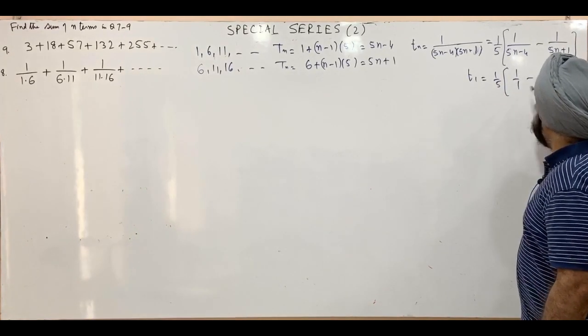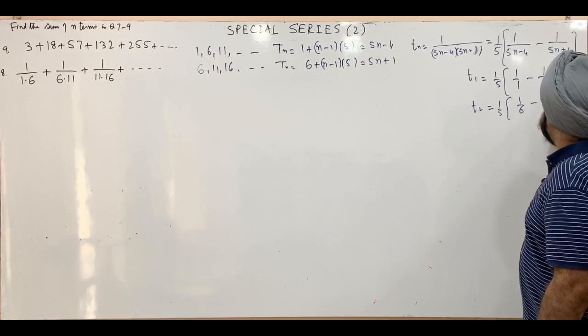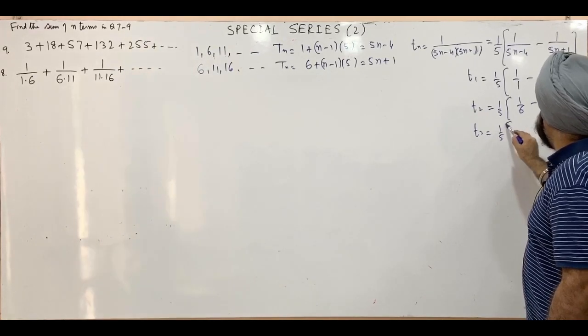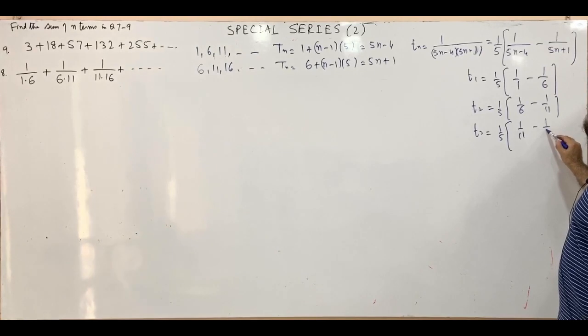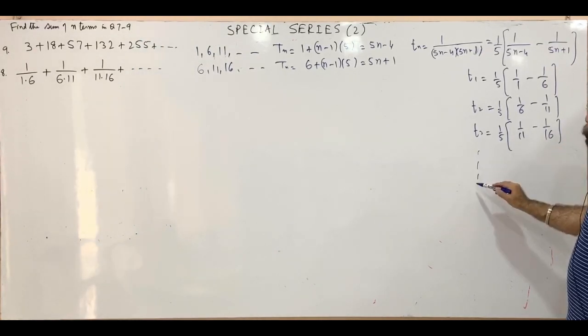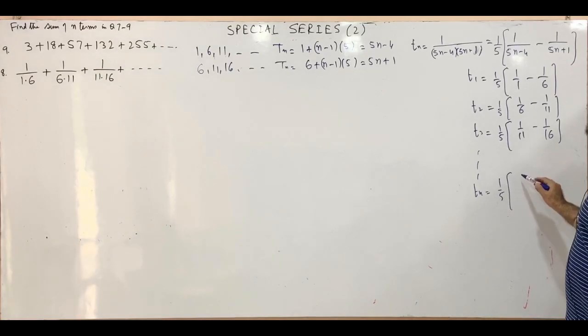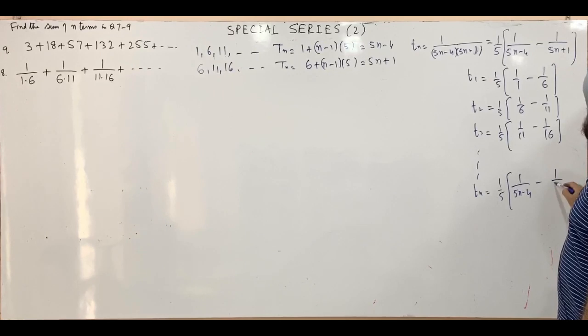This is 1 by 6. We find out the second term. This is 1 by 6 minus 1 by 11. The third term, 1 by 5 outside, will be 1 by 11 minus 1 by 16 and so on. And last we write the nth term, 1 by 5 into 1 by 5n minus 4 minus 1 by 5n plus 1.